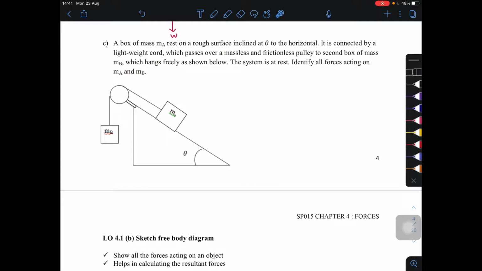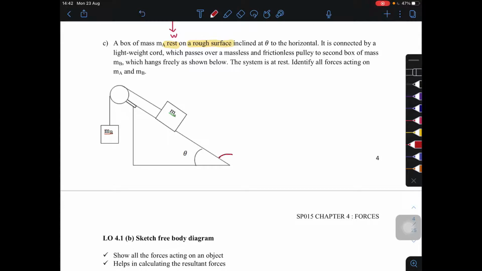Okay, we look at the next one. So we are given a diagram here. A box of mass MA rests on a rough surface inclined at angle theta to the horizontal. So we have a box MA, this one, which is at rest, and it is on a rough surface.